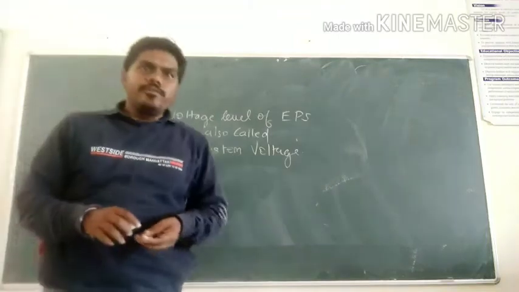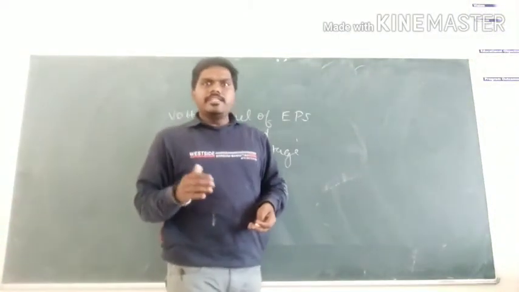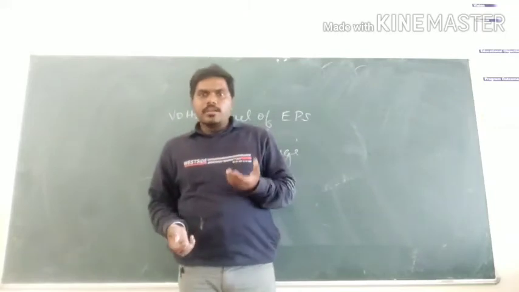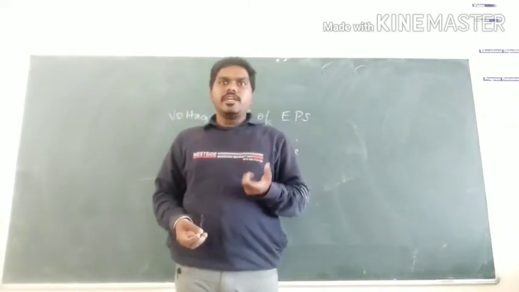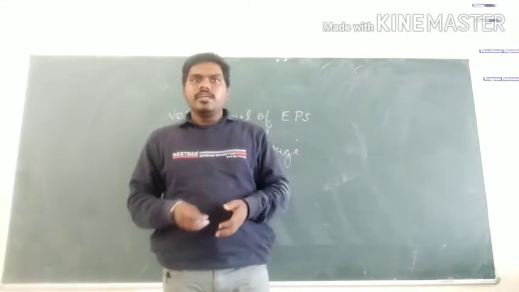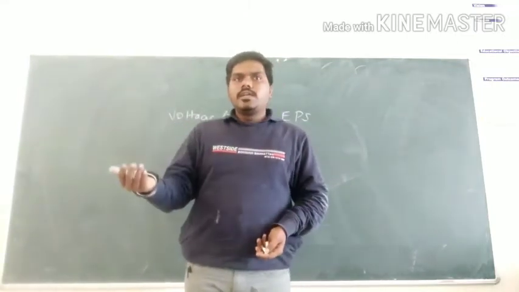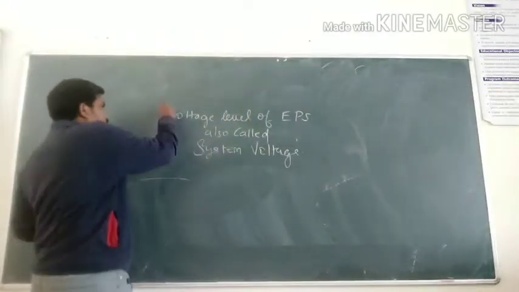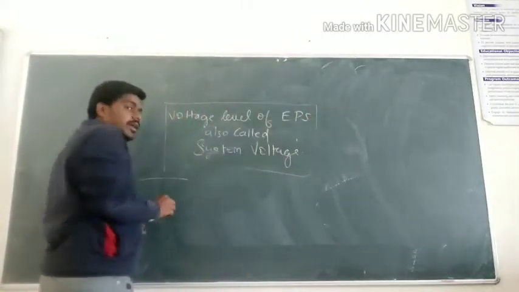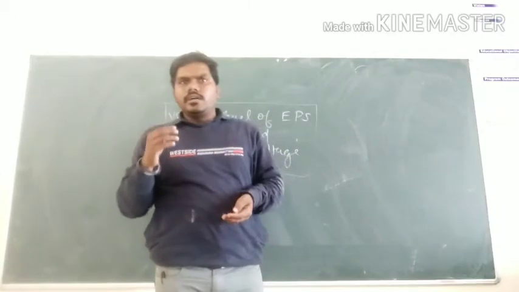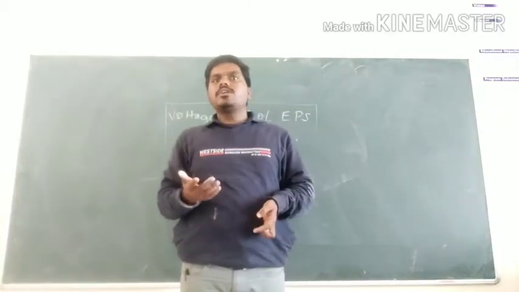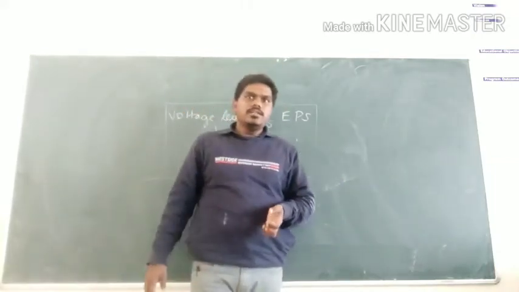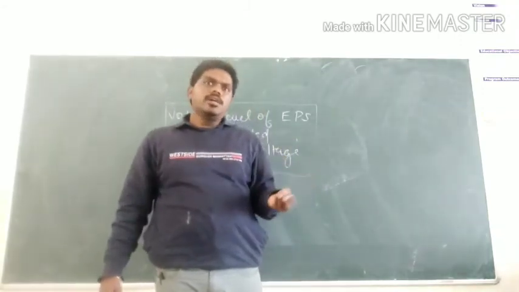The voltage range for which the equipment is designed to operate under stable condition, the voltage for which particular electrical equipment is designed to operate under stable condition, giving reliability, is known as the rated voltage. So this is the nominal voltage, and the rated voltage is the one for which the equipment is designed to operate under stable condition by giving reliability.